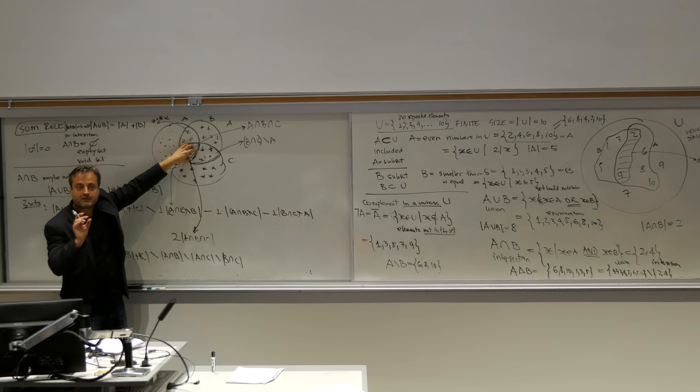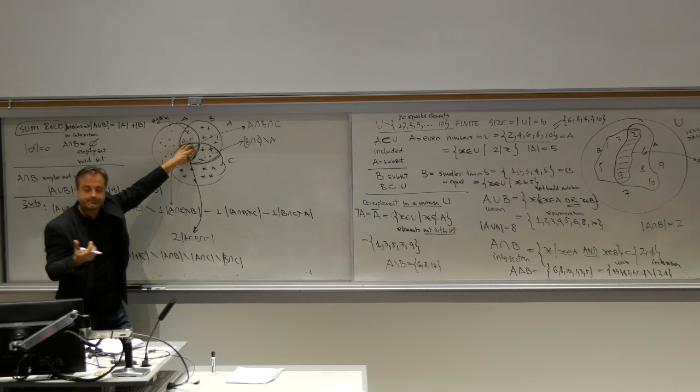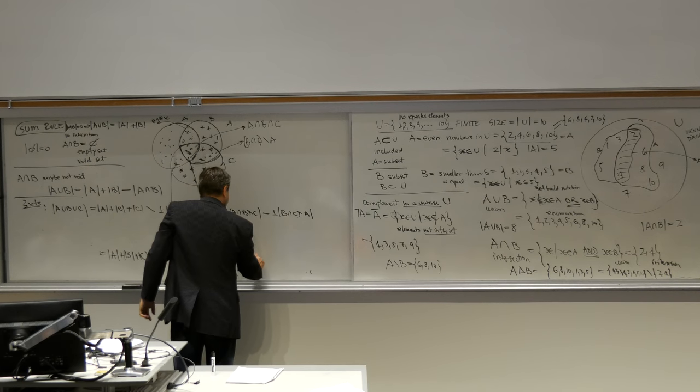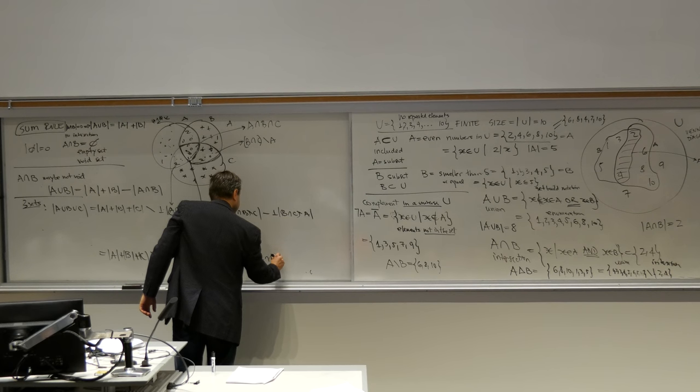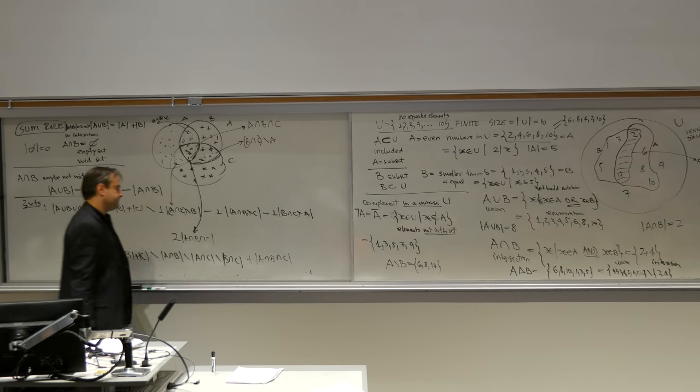My current count for this stuff in the middle is 0. Is that correct? No. Yeah, I want to get 1, right? I want to get 1 for everybody. So what do I need to do? Add that thing back. How many times do I add it back? Once. Once.